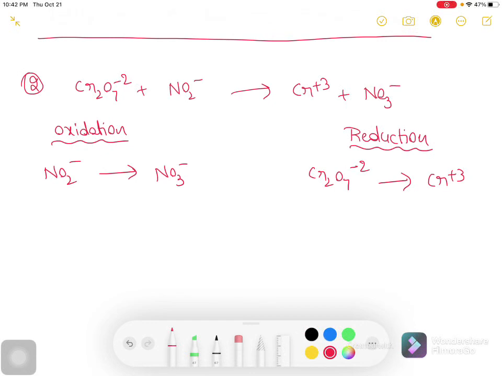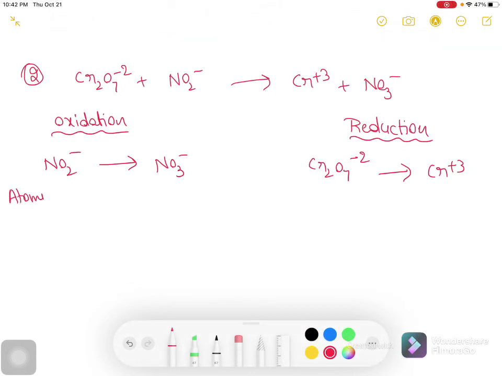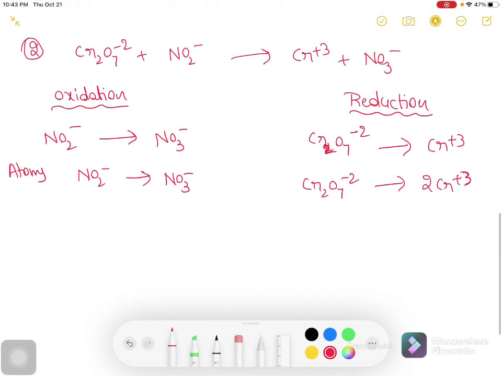I told you the first step is to balance atoms other than oxygen and hydrogen. NO2 minus gives rise to NO3 minus. One nitrogen is on the left side, one nitrogen is on the right side. There is no difference in the number of nitrogens, so you can take the equation as it is. And in the reduction reaction, Cr2 has 2 chromiums, but on the right side Cr plus 3 has only 1 chromium. So we first balance the chromium atoms by taking 2 Cr plus 3. Now both sides have the same number of atoms, 2 chromiums on each side. And the second step, after atom balancing, I told you we need to follow the same sequence.